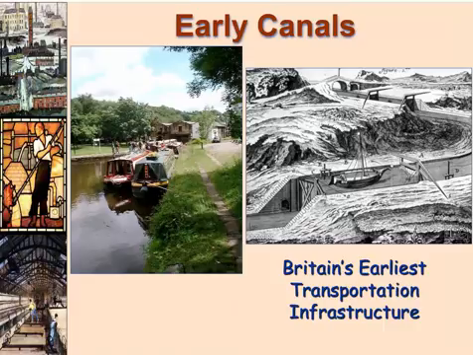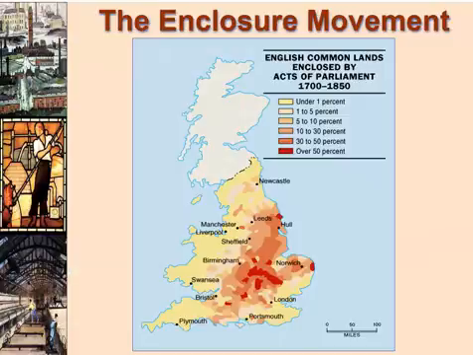So here you can see some of the early canals that were built, and this was their earliest transportation infrastructure. The Enclosure Act is also going to help encourage the Industrial Revolution. Parliament passes a series of Enclosure Acts, putting land under private ownership, while the rest of Europe, like France, for instance, is still in a feudal system.